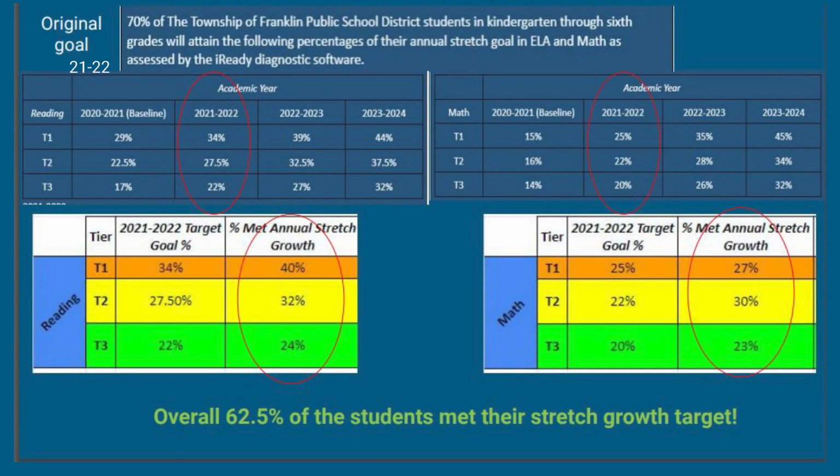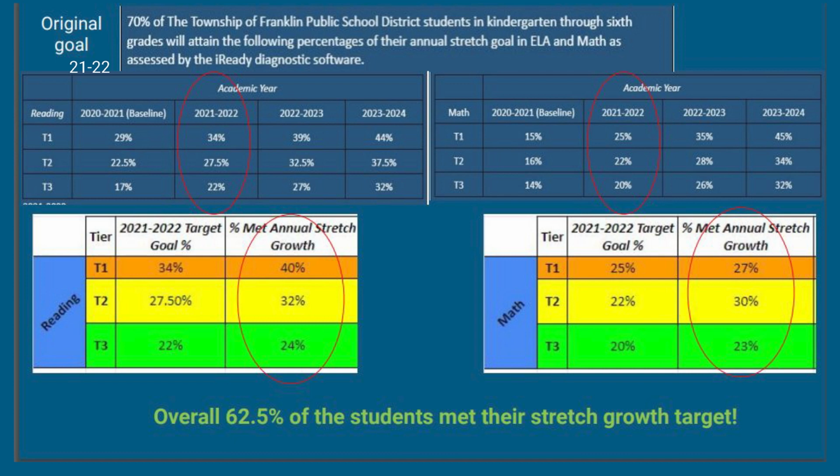So taking a look at the district goal, I put this slide up here because I wanted to take you back to last year. Our district goal last year was for our stretch growth, and overall 62.5% of our students met their stretch growth target.